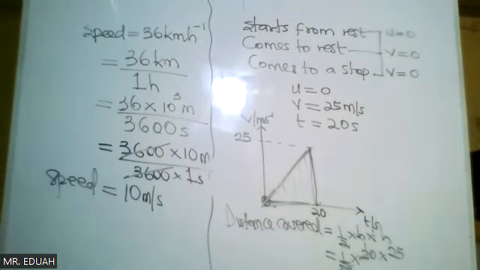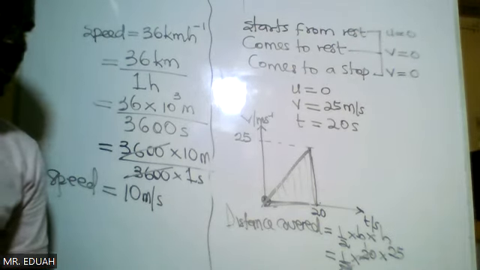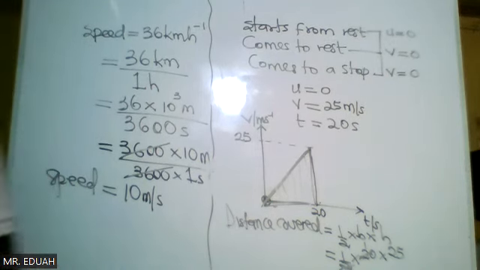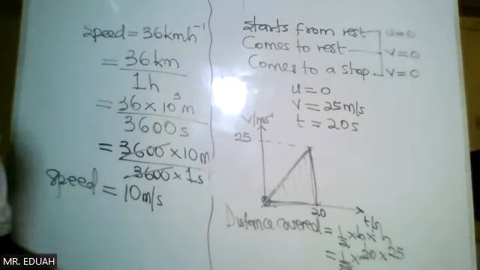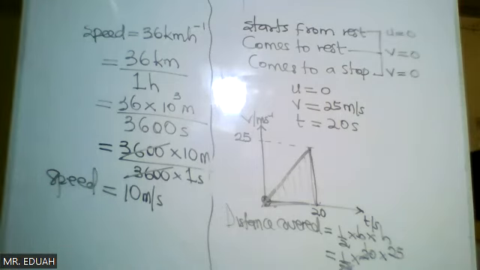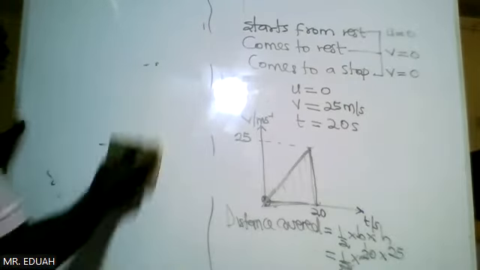Yatri: Please, can you go over why we can't use the first one? Yeah, I'll go over. So the total distance traveled is 250 meters. You cannot use this.